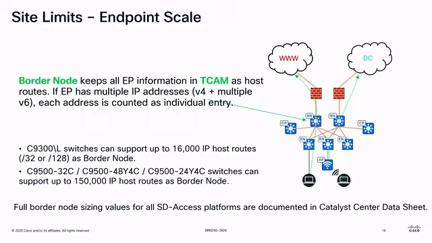So if an endpoint has 3 addresses, then the scaling number needs to be divided by 3, right? So 9300 again has 16,000 scale, host route scale. 9500 has 150,000. Again, the sizing value is documented in this datasheet. It's table 8.